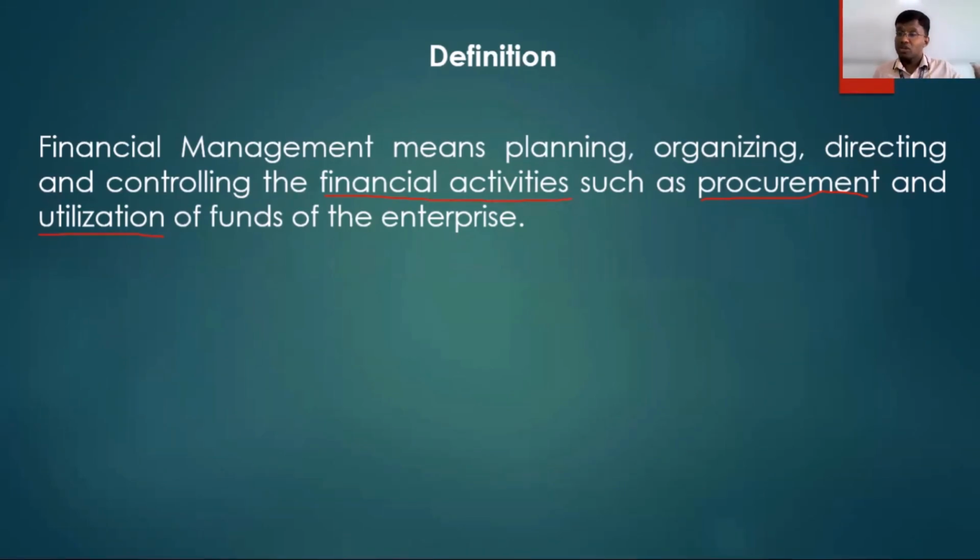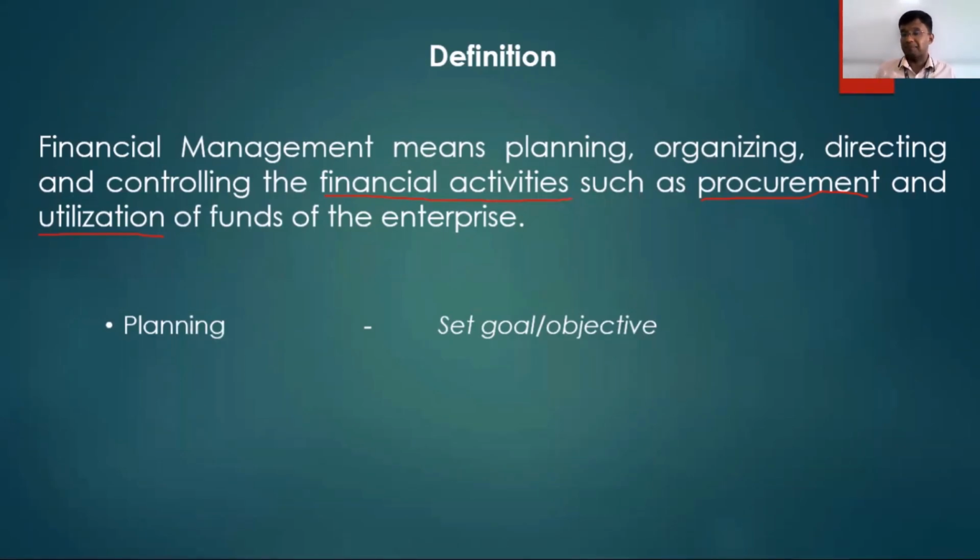So whenever we talk about financial management, we are talking about the four major verticals of management: planning, organizing, directing, and controlling, in such a way that we would get money and then we would spend the money. So in a nutshell, that is what is meant by financial management. It deals with four important verticals of management.